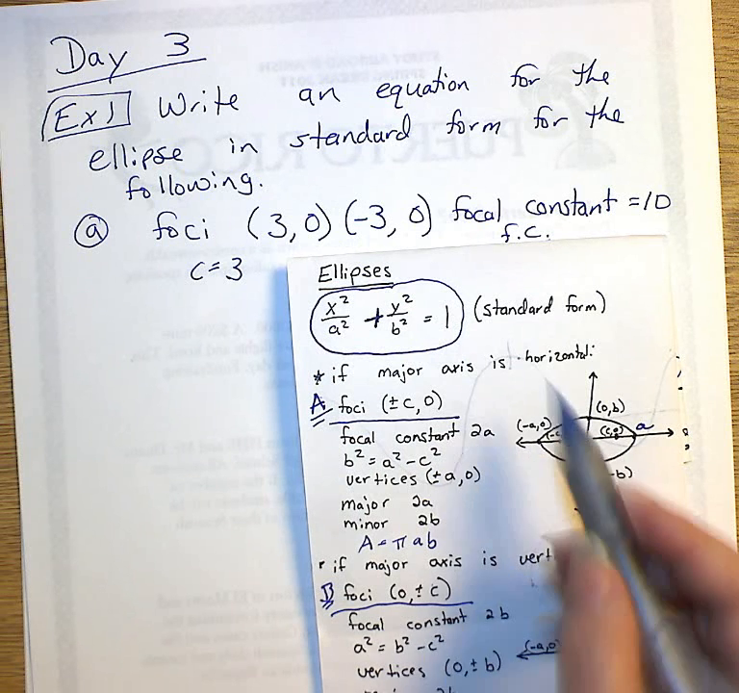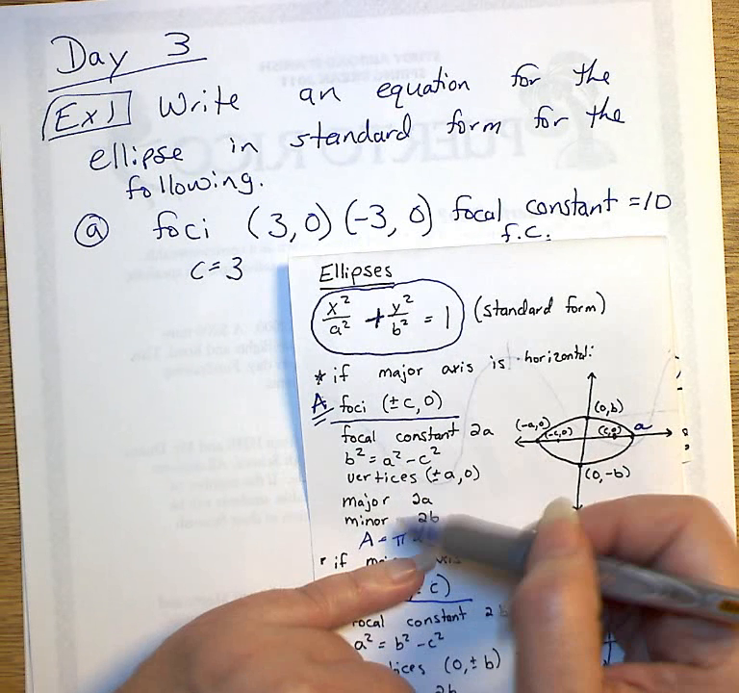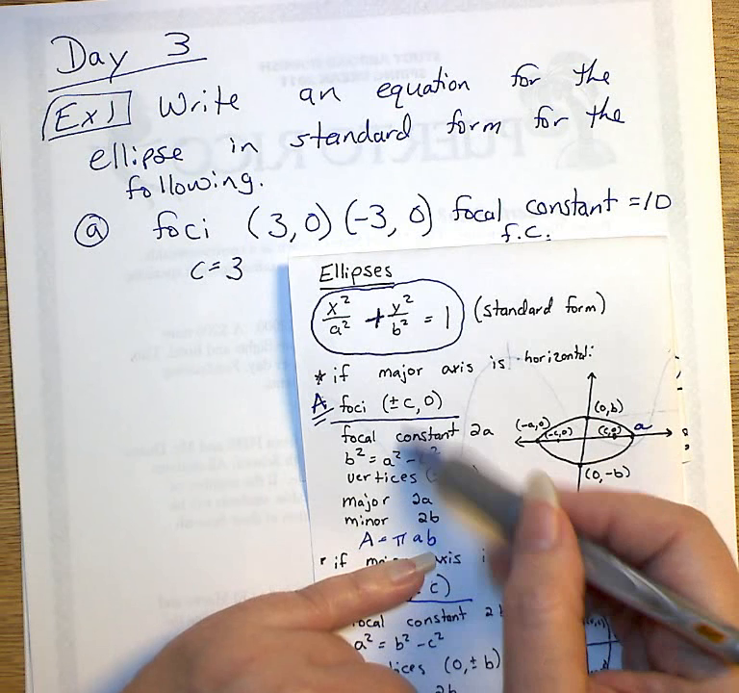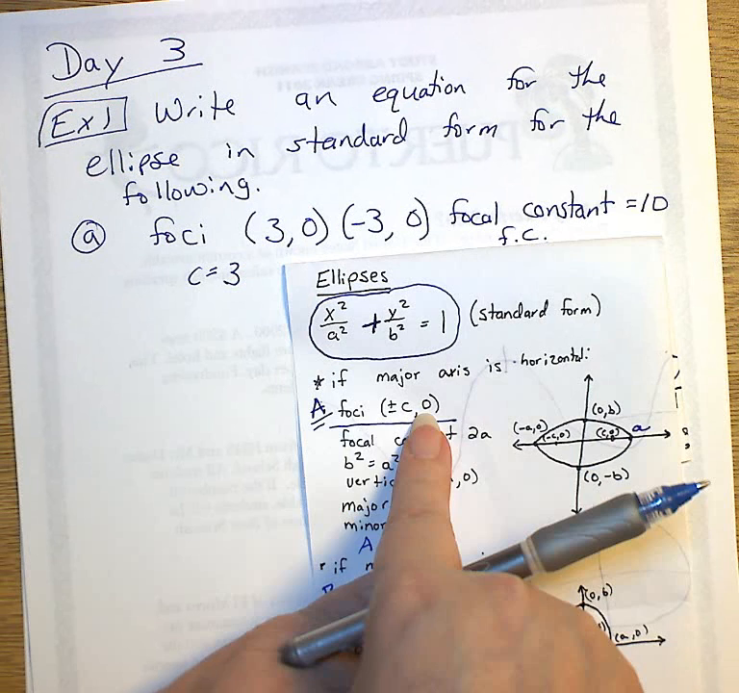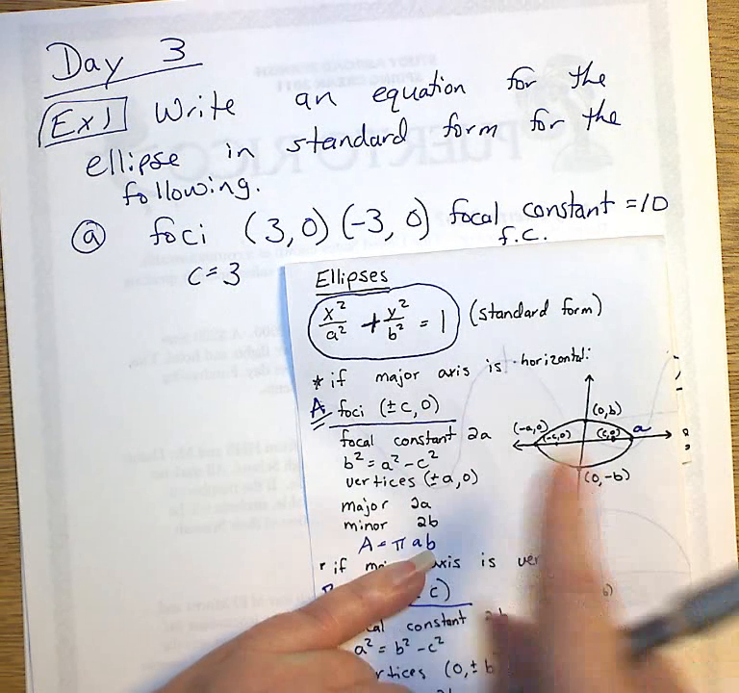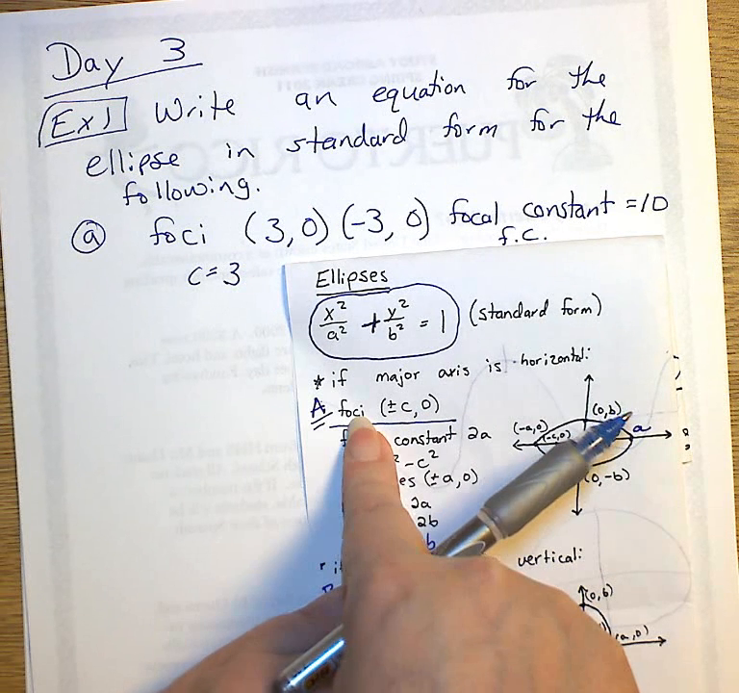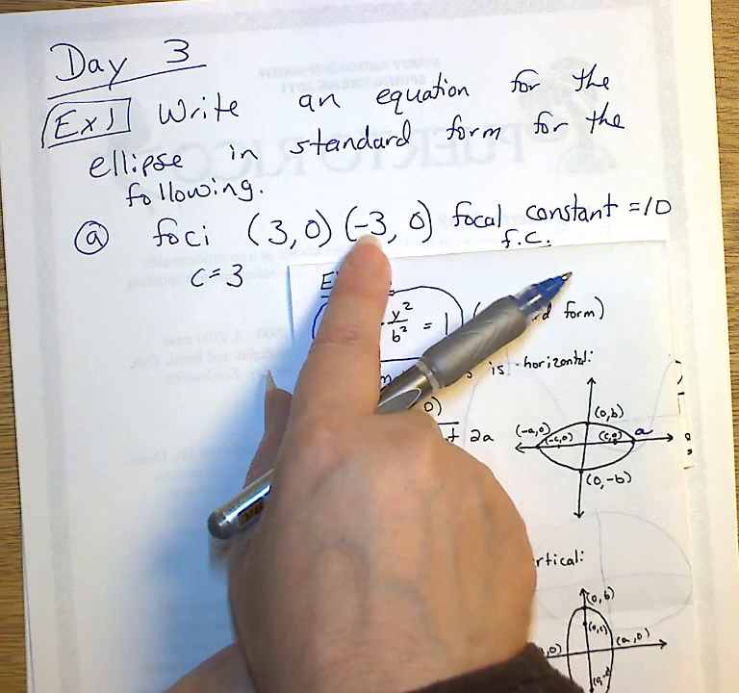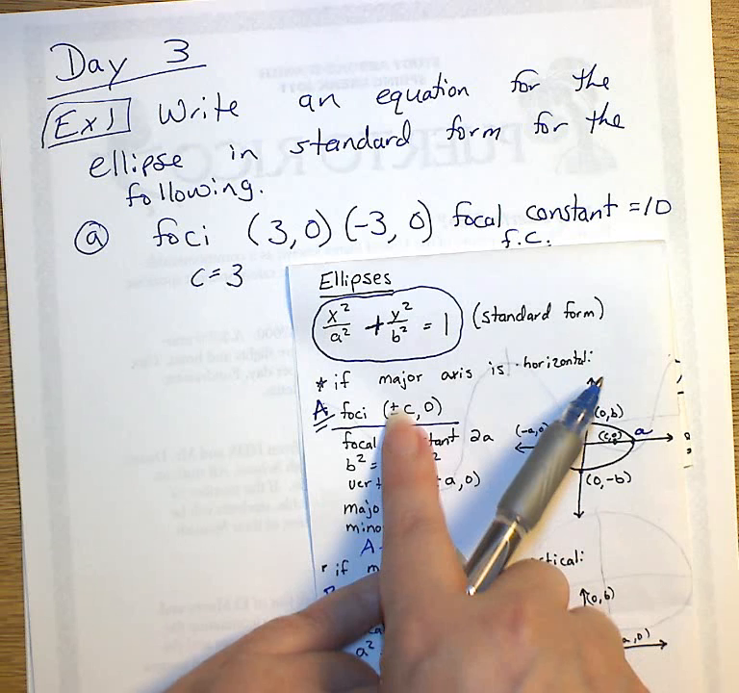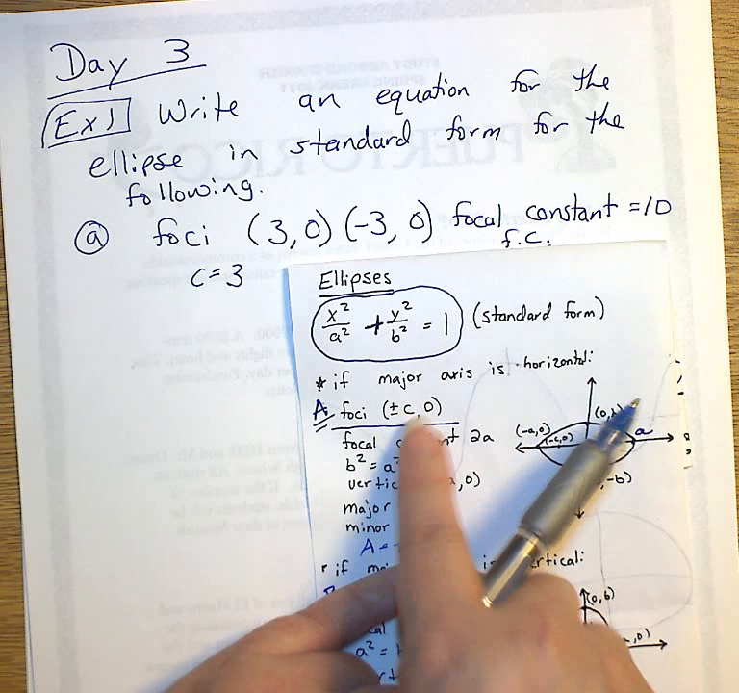That means we are going to use these equations. How do you know what C is all the time? C is the foci. It's right there. See how the foci says it's (3, 0) and (-3, 0)? Foci means plus or minus C, 0. So C is your 3.